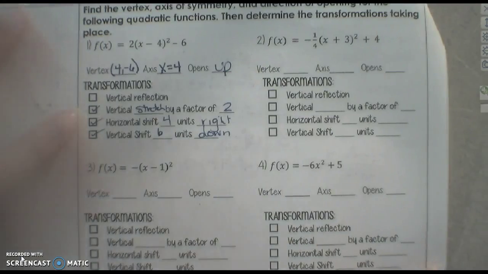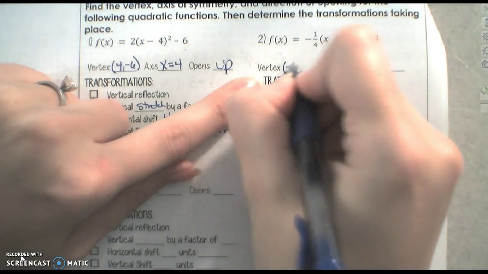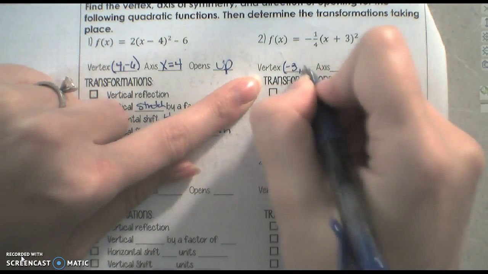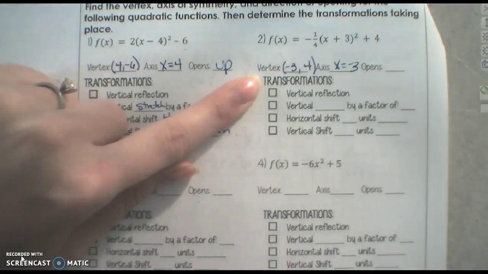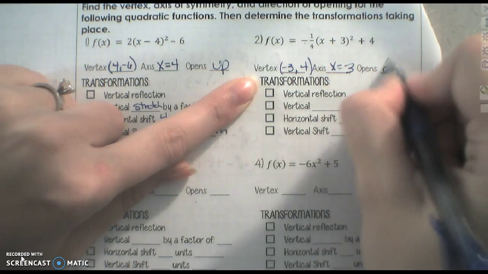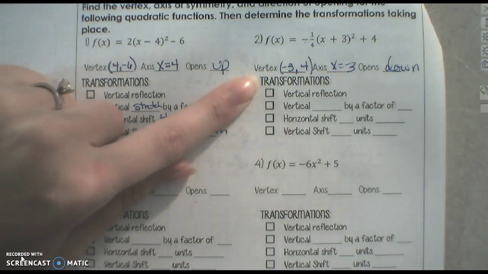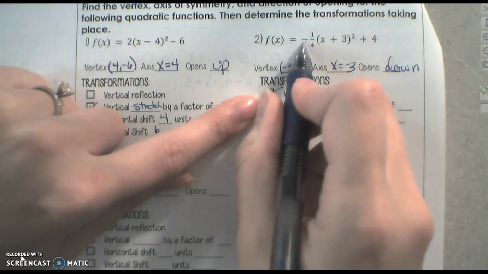Let's do one more. So over here, vertex opposite of the inside, so negative 3. Keep the outside, 4. Axis of symmetry, x equals negative 3. And this one, since there's a negative in front, means we're going to open down. So we do have a reflection since it's opening down and there's that negative in front.